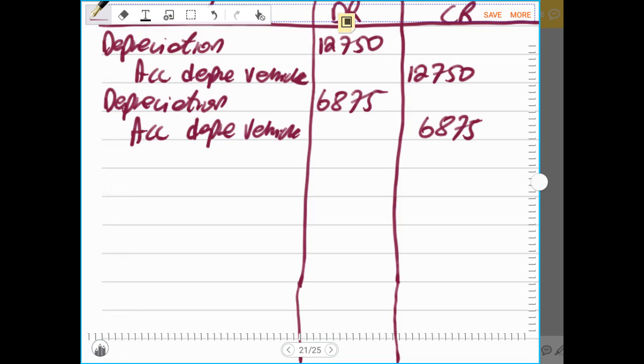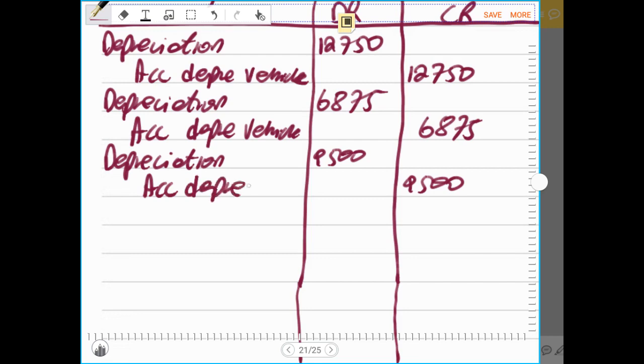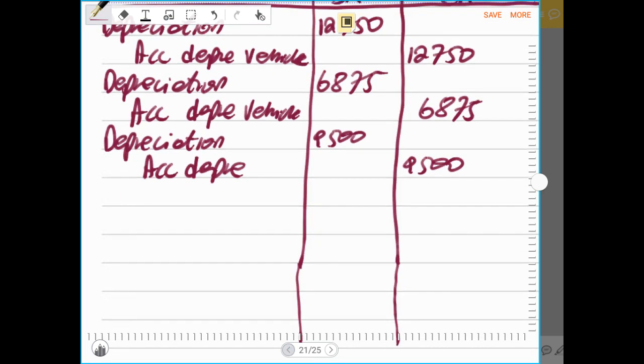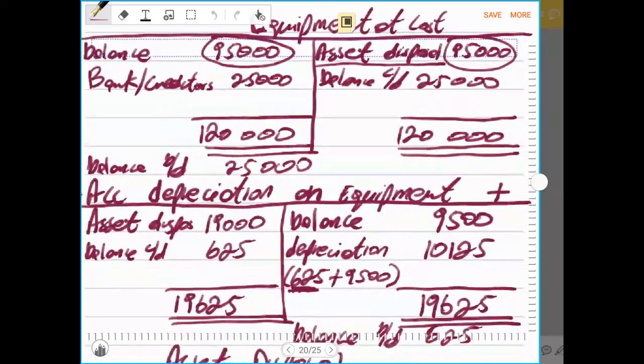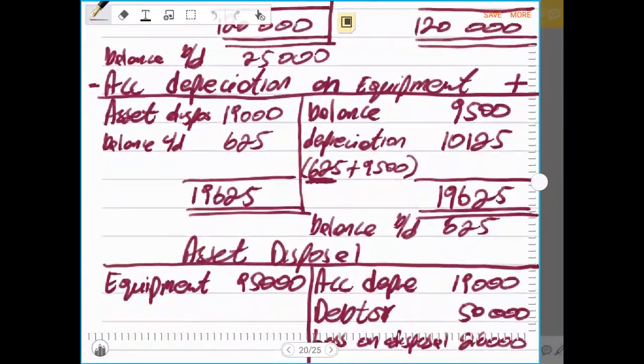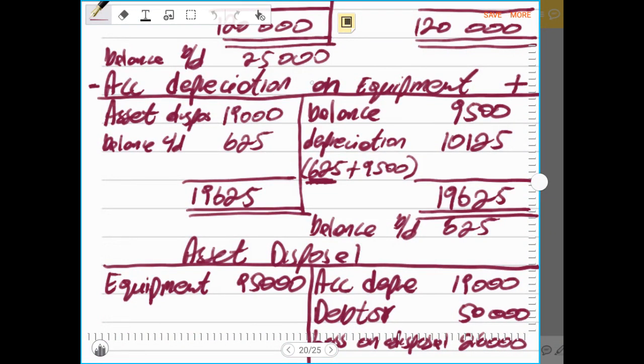Then we come to the side of equipments. So now we record depreciation for the equipment, and the one that I still remember now is the depreciation for the year of the old equipment being 9,500. Contra entry is accumulated depreciation of 9,500. And what I'm doing is exactly in line with the ledger accounts. In the ledger account, accumulated depreciation is credited by 10,125, and that 10,125 is made of 625 and 9,500.